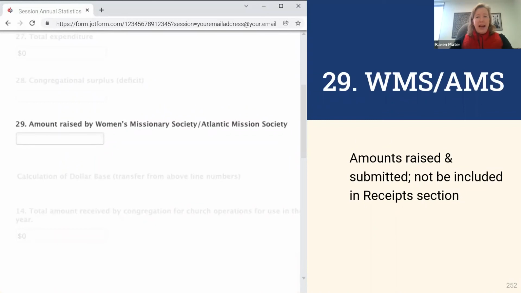So I just saw somebody asking, where do the synod and presbytery dues get reported? They get reported under the other expenditures. So the amount raised by the, line 29 now is the amount raised by the WMS and AMS Society. That is where you get to report their amounts. They may or may not be included, depending if they have their own registered charitable number under the reports you do to the CRA. But for our purposes, you can report them separately.